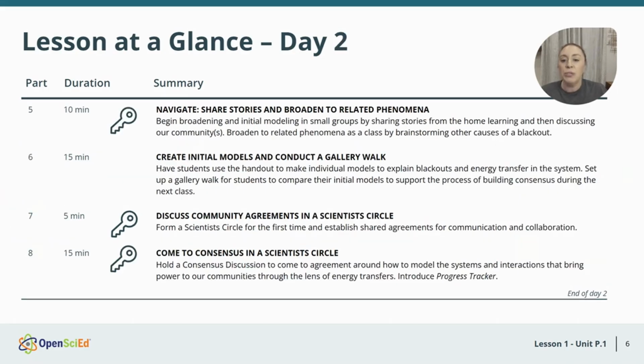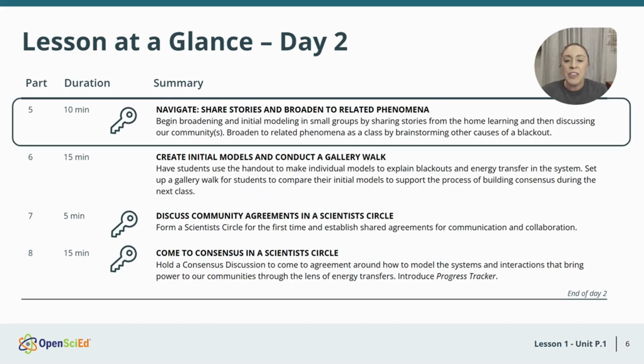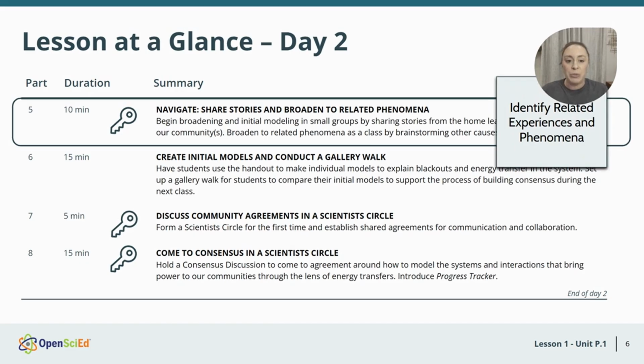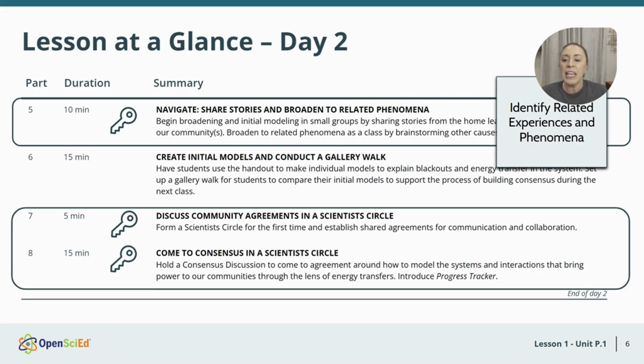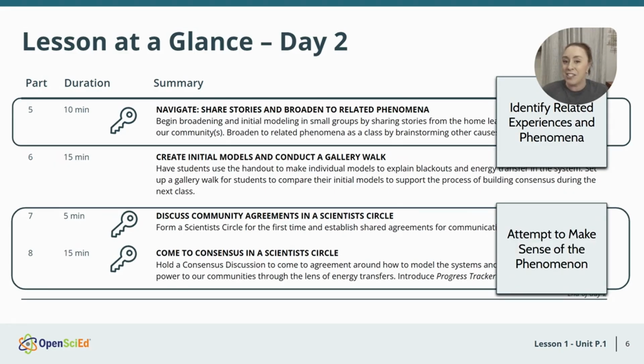And then from here, we move into day 2 where we have our second key opportunity. And this is our second element of the anchoring phenomenon routine where students think about what other things might be related, what other phenomena or stories in the news or experiences might be related to the one we're discussing. The next key sense-making loop occurs again in day 2 with our third element of the anchoring phenomenon routine, where students try to make sense of this phenomenon by making both individual and class consensus models.